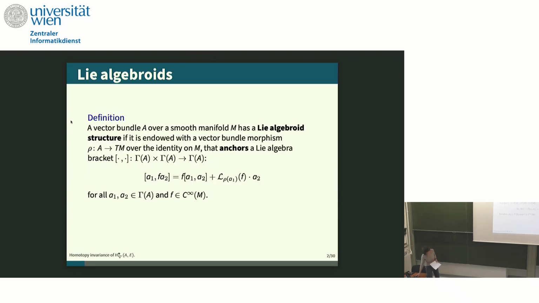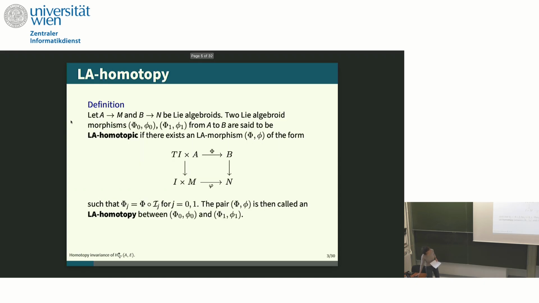So we defined the algebroids. Then we defined the algebroid homotopy of the algebroid. So if you have two maps, two Lie algebroid morphisms from A to B, then they are said to be LA homotopic if you have a Lie algebroid morphism from the product Lie algebroid TI times A, I is an interval containing 0, 1, over I times M, to B over N, such that the compositions of phi with the two inclusions of A at time 0 and at time 1 are then your Lie algebroid morphisms phi 0 and phi 1. And then we had also LA homotopy equivalence of Lie algebroids, but we don't need it now.